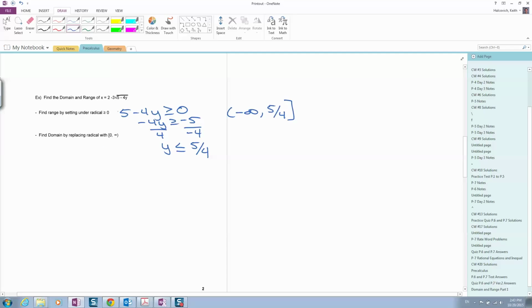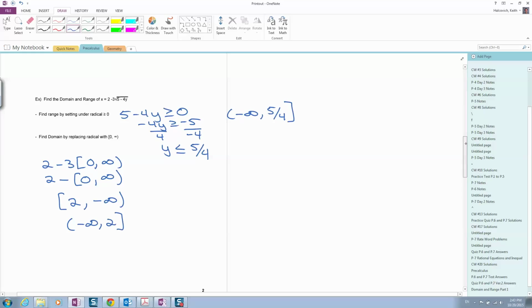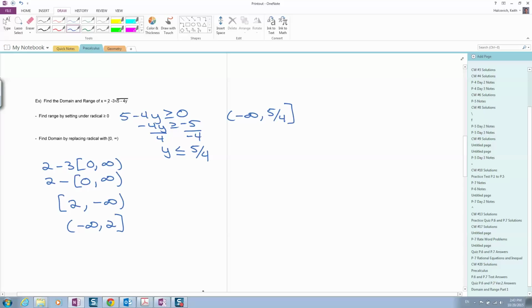And then our domain, we're going to replace the radical with greater than or equal to 0. So when we multiply 3 times 0, we get 0. 3 times infinity, we get infinity. Then 2 minus 0 is 2. 2 minus infinity is negative infinity. And then remember, the smaller term needs to come first. And there's our domain. Because remember, we're doing the opposite now because it's x equals. So the way we found the range before is now the way we find the domain and vice versa.